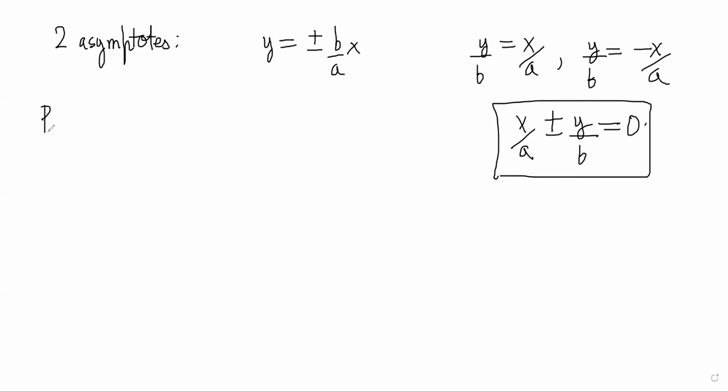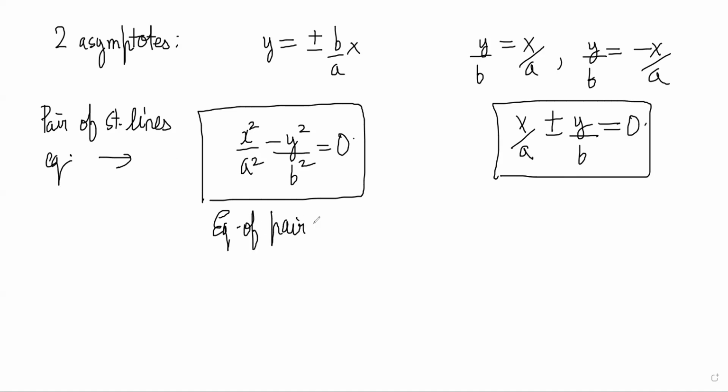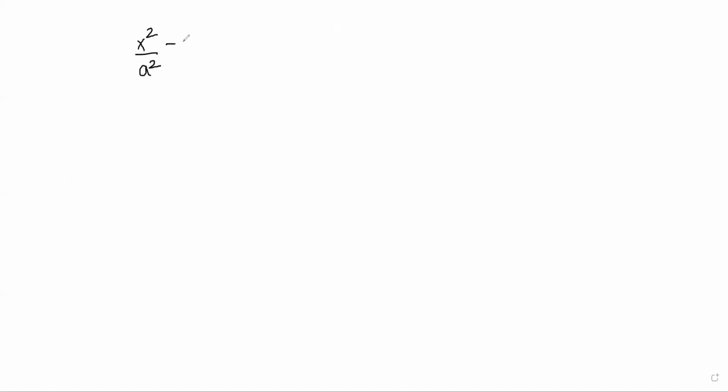So if you write them as a pair of asymptotes, or a pair of straight lines equation, basically combine both the equations of the asymptotes as a product, and that will give you the pair of straight lines equation. You will get x square by a square minus y square by b square equals 0. This is the equation of the pair of asymptotes to the hyperbola x square by a square minus y square by b square equals 1. So that is something that you should remember. Now notice one important thing. The equation of the hyperbola was this.